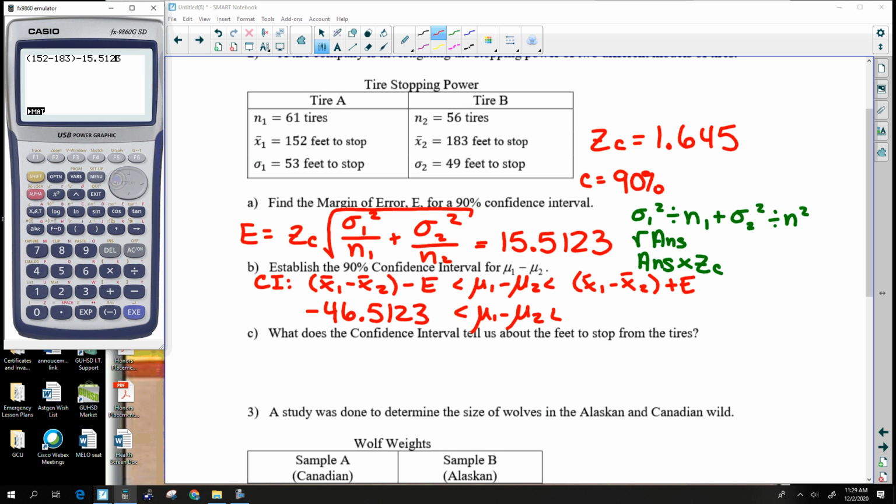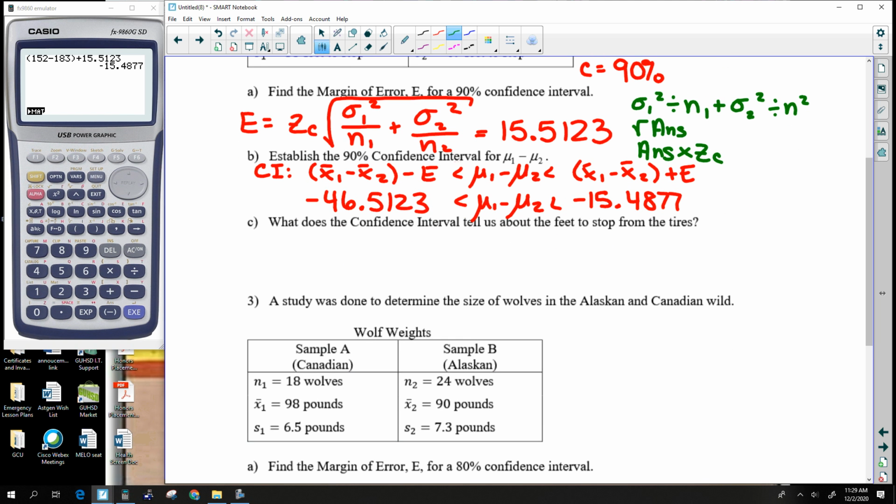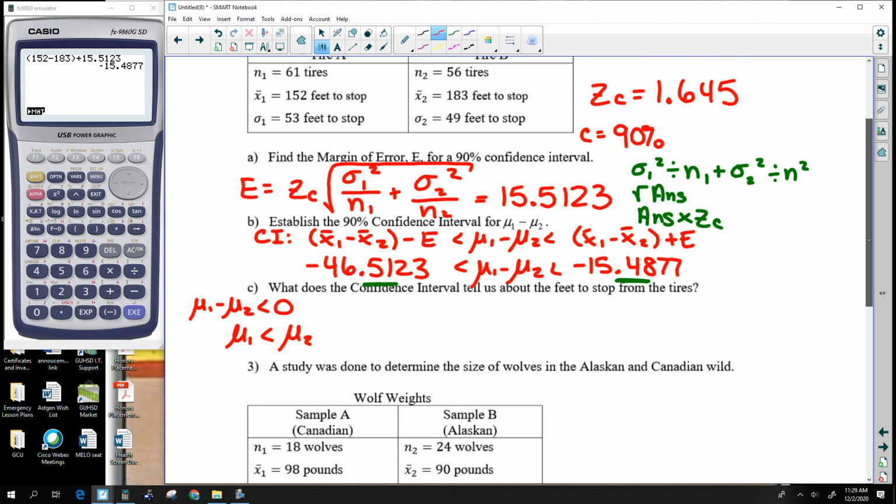And the right-hand side is x bar 1 minus x bar 2 plus e. Outstanding. Okay, so what I notice about this is the left answer is negative and the right answer is also negative. So that means the middle piece, which is mu1 minus mu2, is negative, aka less than 0. So that implies that mu1 is less than mu2. So the average of 1 is less than the average of 2.